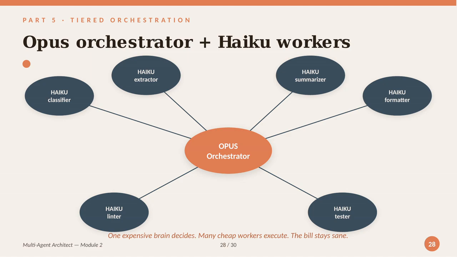One expensive brain decides. Many cheap workers execute. The bill stays sane. In the middle, the Opus orchestrator. It has the hard job: decide which subagents to dispatch, integrate their results, decide whether to keep going or wrap up. This agent only runs once or twice per turn, but when it runs you want the full capability of the family. In the ring around it, the Haiku workers.